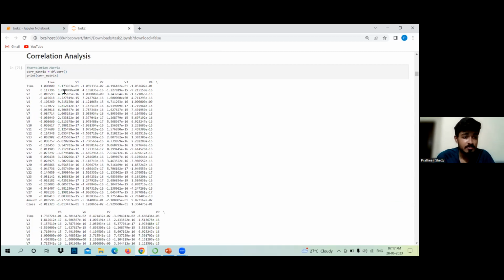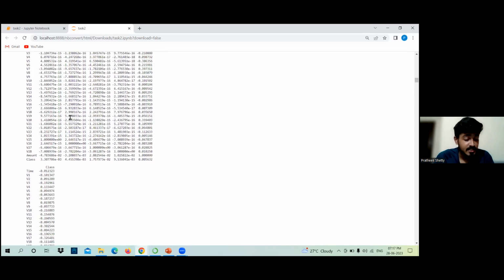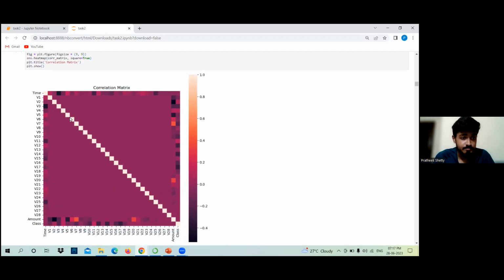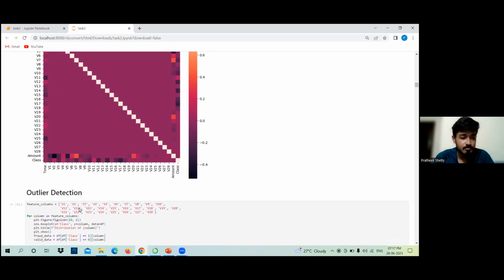Then I found the correlation matrix. We'll instead see the heat map. I'll try to explain the heat map instead. Here in the heat map, you can see that most transactions have a negative correlation. What I mean is, on the spectrum, they have a color representing towards the negative side. So we cannot make much out of this heat map.